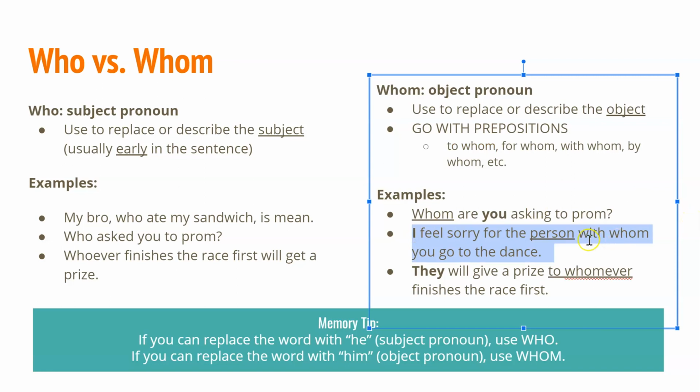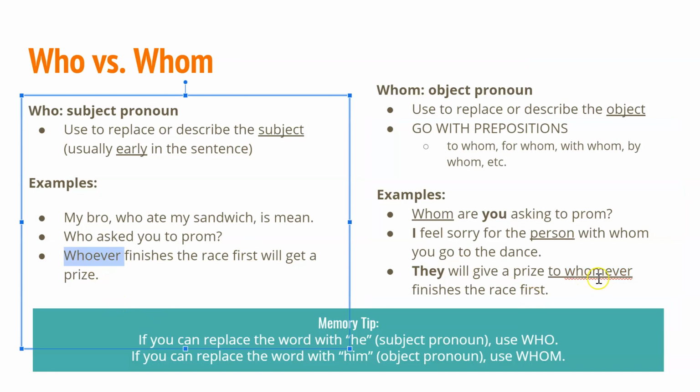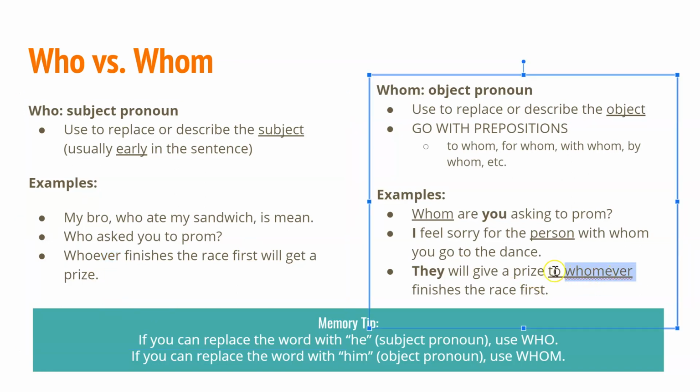Ooh, burn. Okay? I, subject. Feel sorry for. Who do I feel sorry for? This person, this object. So I'm describing them with whom. Oh, and bonus. It had a preposition, so that was another clue that whom needs to be happening. Same thing with whomever. Over here we talked about whoever as a subject pronoun. Same thing with whomever as an object pronoun. If it's to whom, you would also use to whomever.